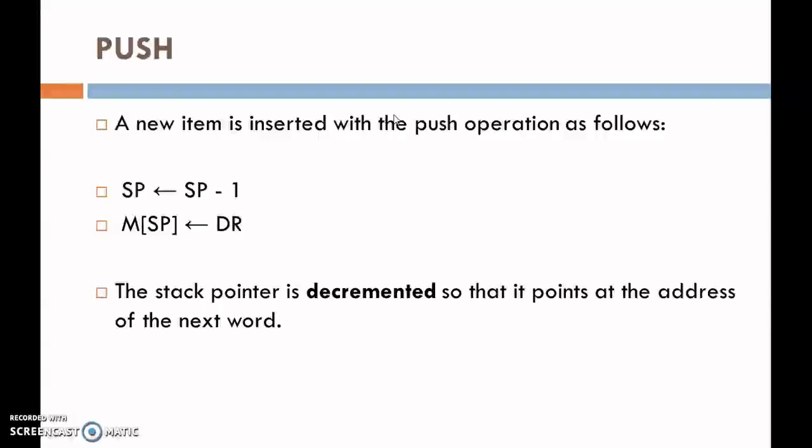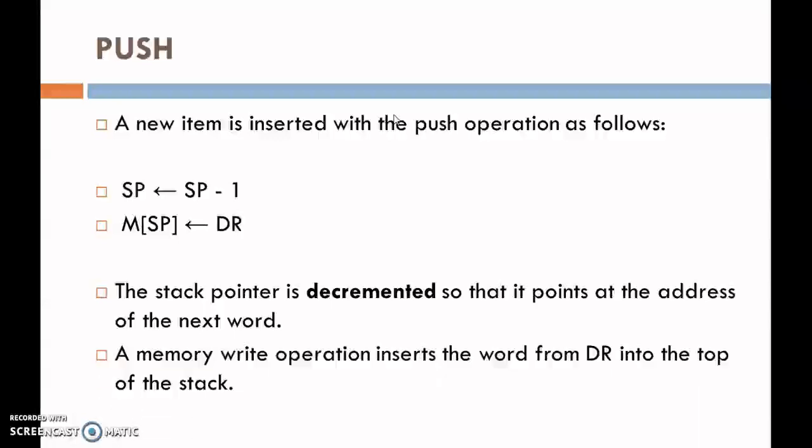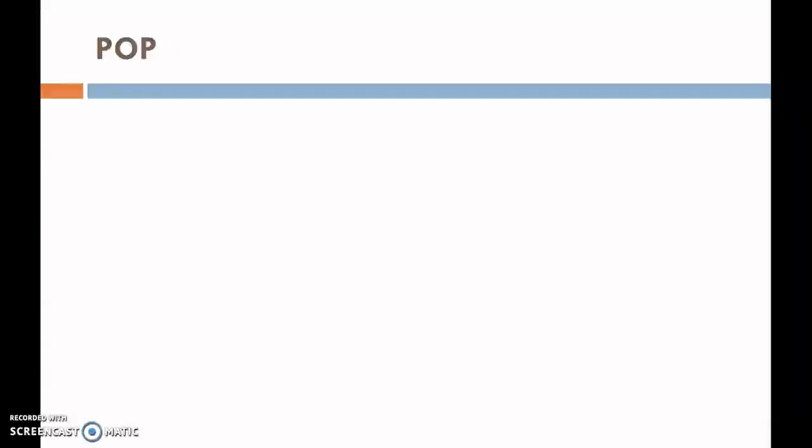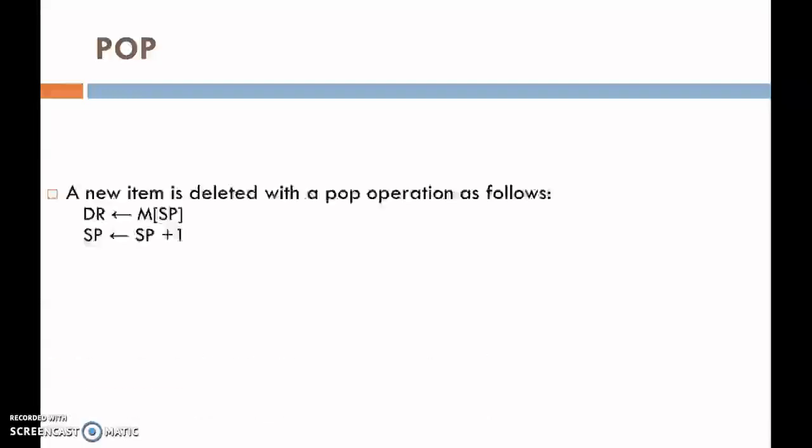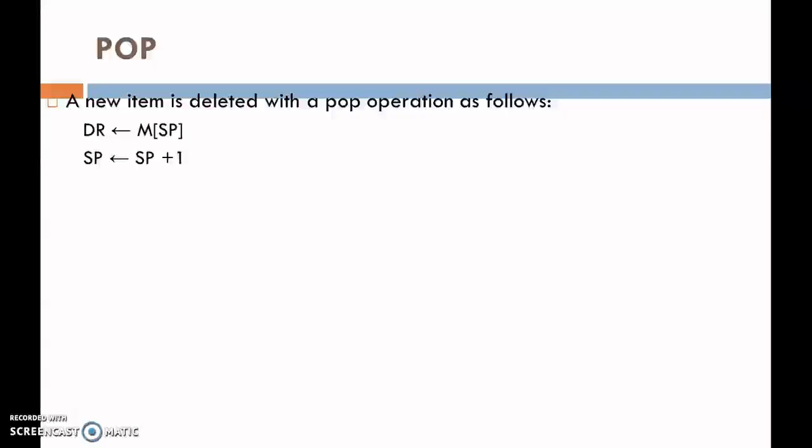Here the stack pointer is first decremented so that it points at the address of the next word. And the memory write operation inserts the word from DR, the data register, into the top of the stack, which is pointed by SP. Now the pop operation for memory stack. In this case, first of all the data at the address pointed by SP, that means M of SP, is placed in the data register. After placing the binary data into the data register, the stack pointer is incremented by 1.